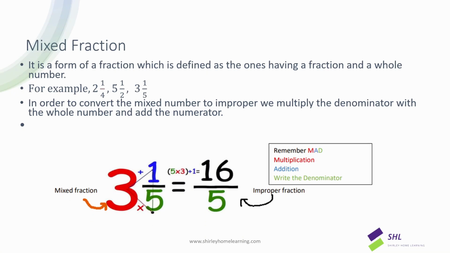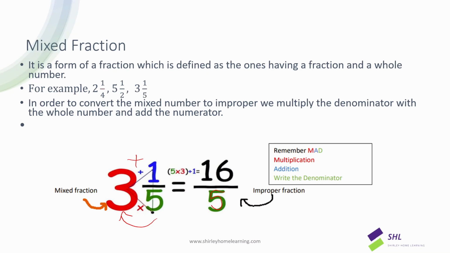So here we have an example of 3 1/5. We are going to multiply first the 5 with the 3. So that gives us 15. And then we are going to add the 1. So 15 plus 1 is 16. So here I have written 16. And then we write the denominator as 5.